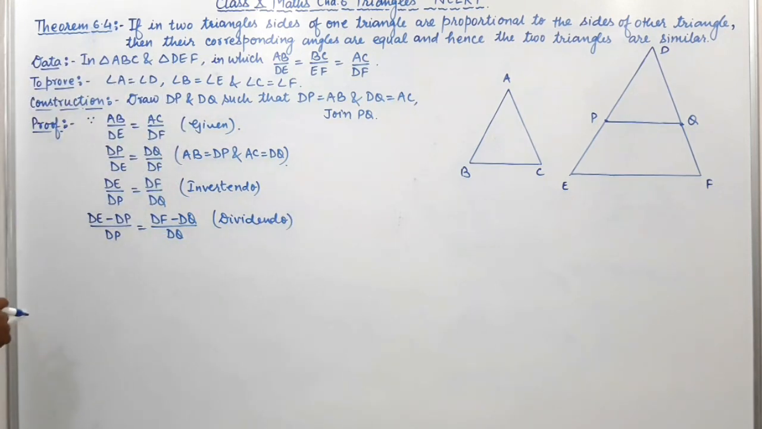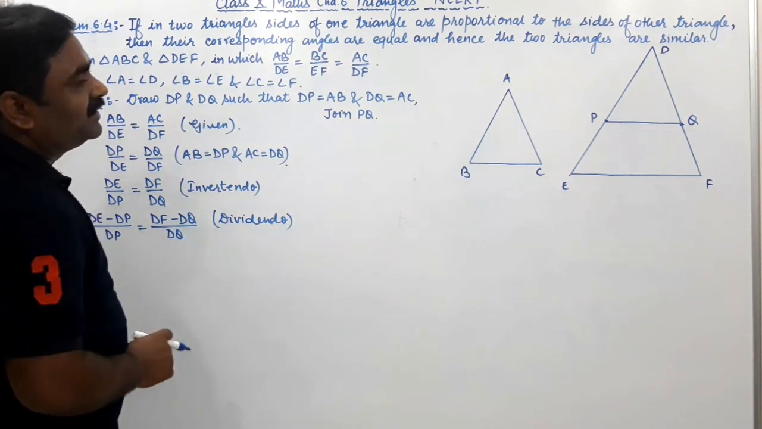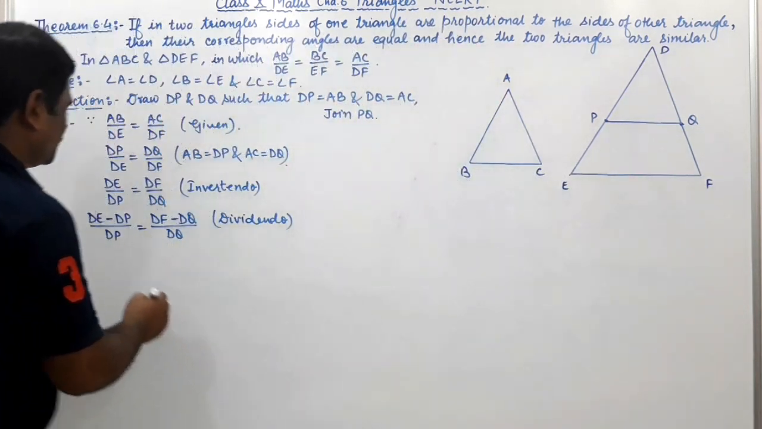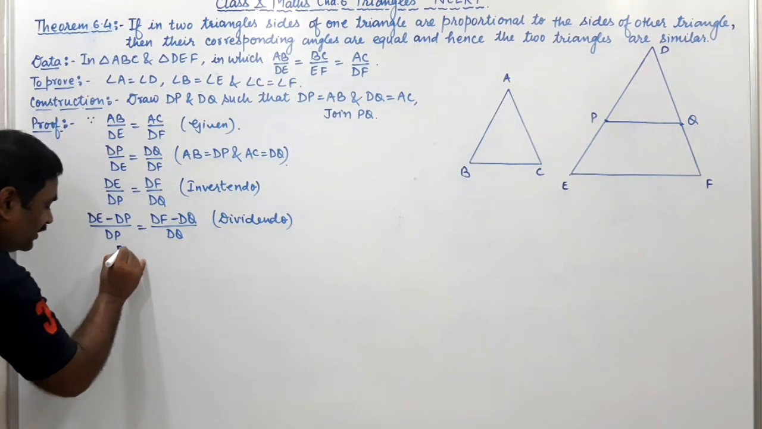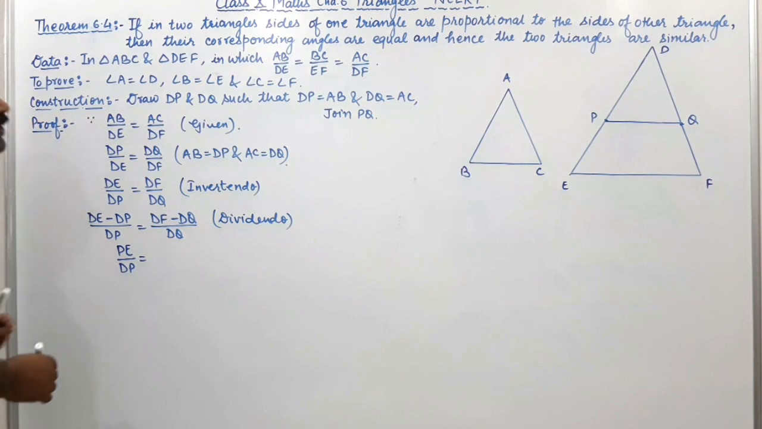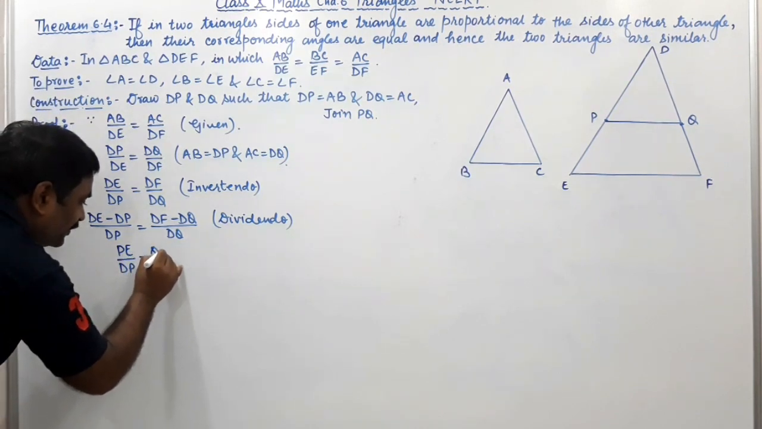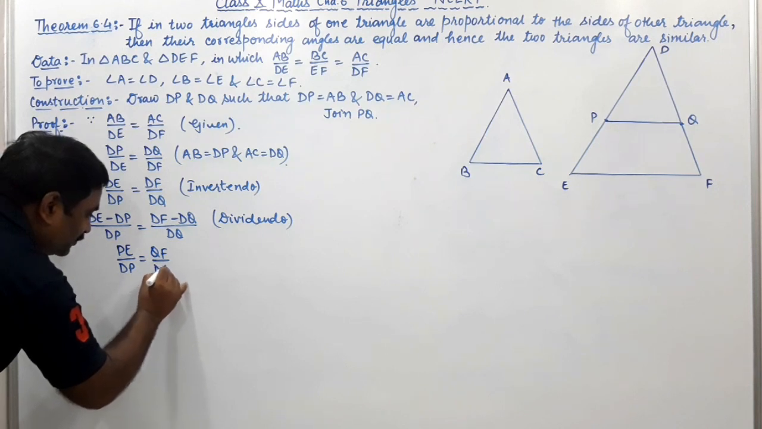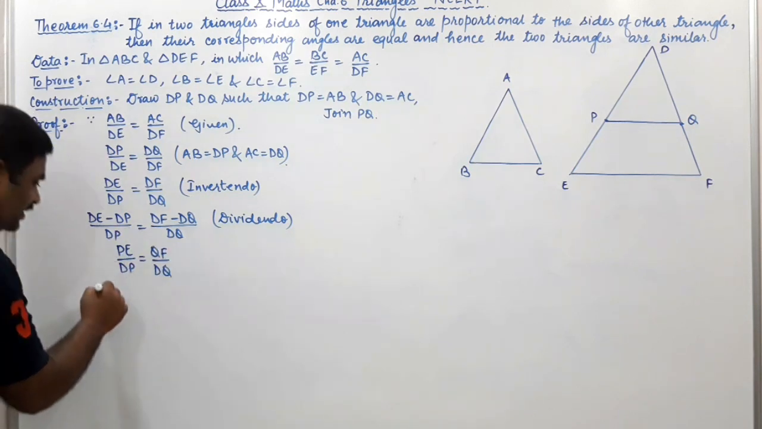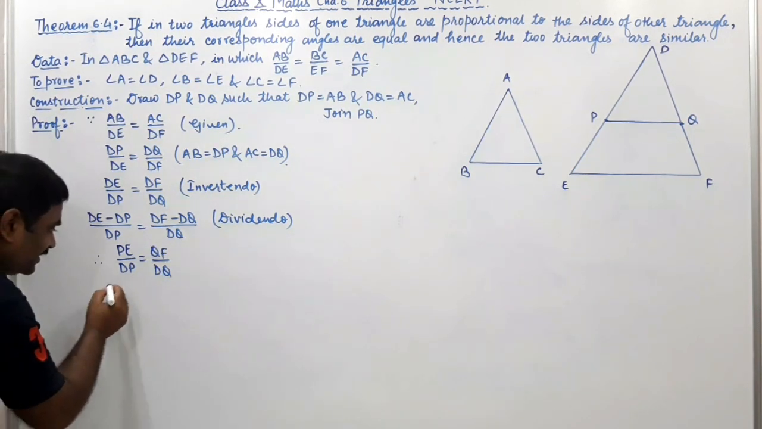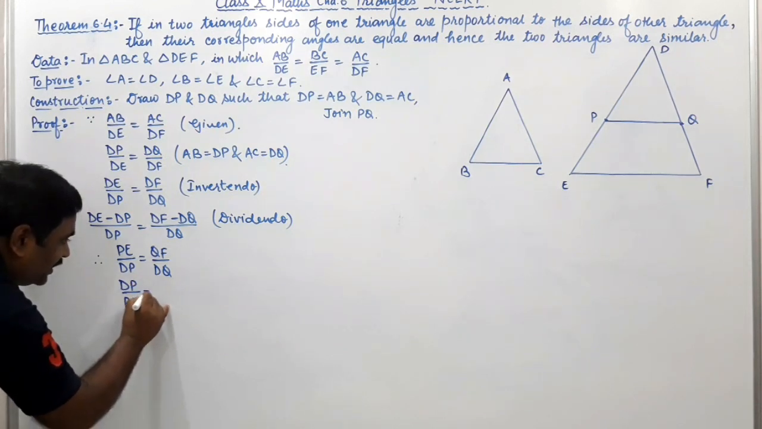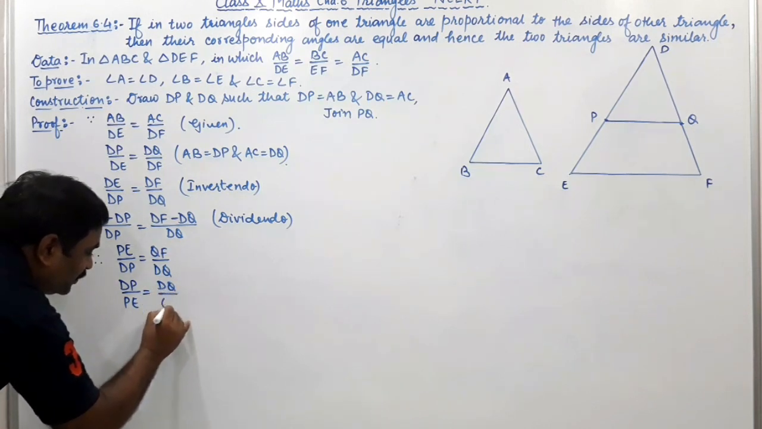ठीक है, चलो अब इसको माइनस करते हैं. DE minus DP can be written as PE. So we will get PE upon DP equals what? DF minus DQ can be written as QF. So QF upon DQ, right? After dividendo. Once again, therefore, we will get this. So इसको भी इन्वर्ट कर दो, DP upon PE equals DQ upon QF.